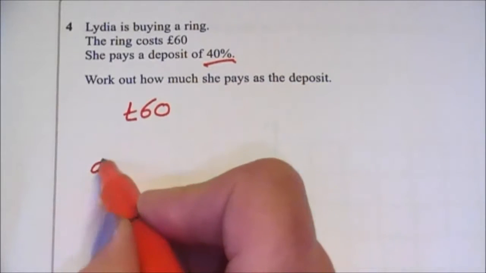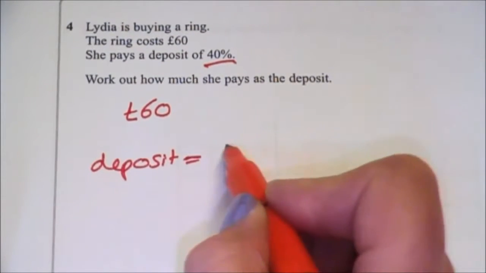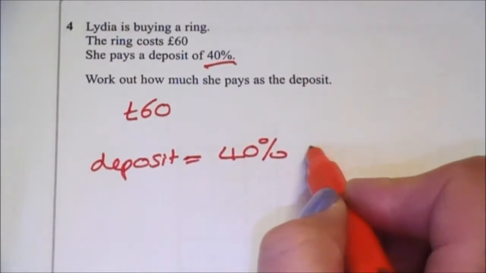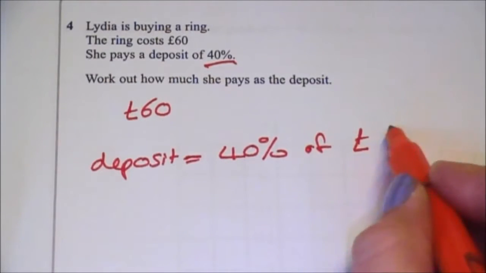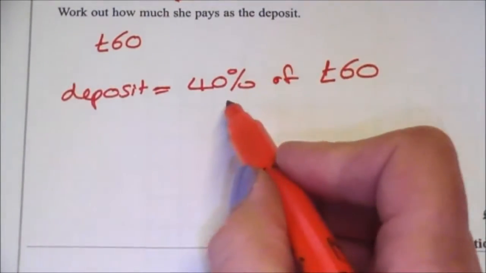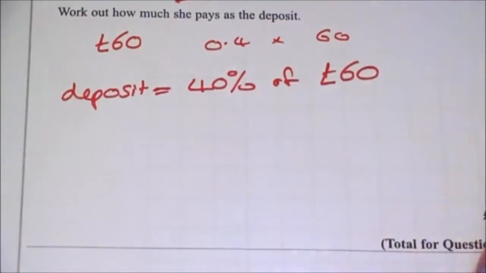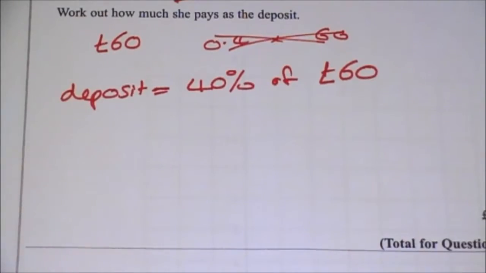So we're looking for the deposit. And as it says in the question, the deposit is 40% of £60. Now, if this was a calculator question, I could just type in 0.4 times 60. But it's not, it's a non-calculator, so I need to use a method.